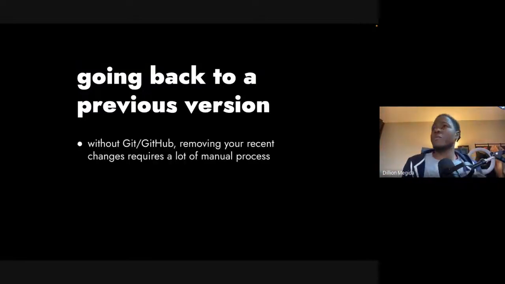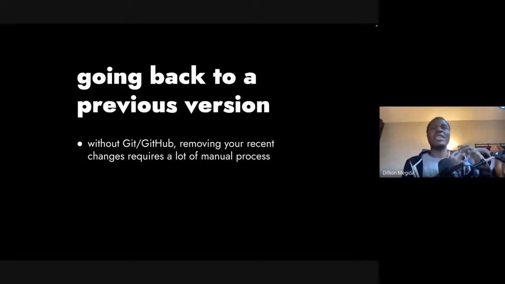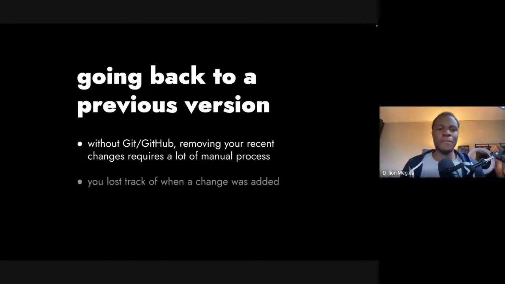Let's say you want to remove the recent changes that you made to your project. It requires a lot of manual process. You have to go through different files and ask, was this the file I changed in the last version? Or was this the file I changed in this one? You have to manually go through these files and then delete your change before you can get the previous state. That is a lot of manual work.